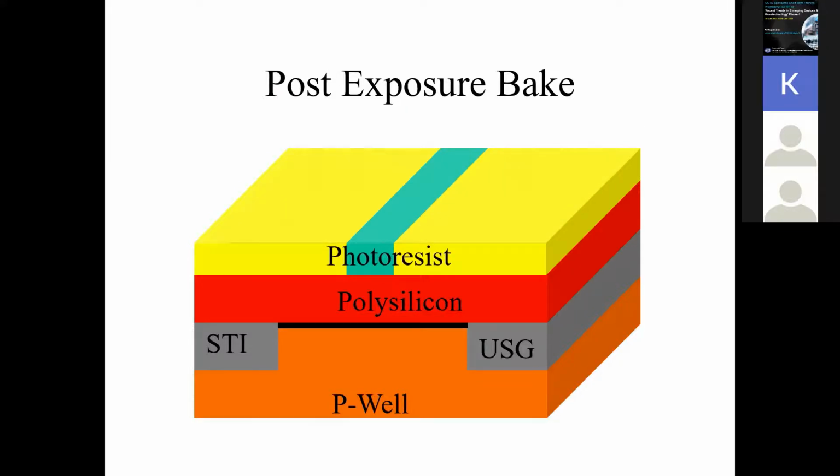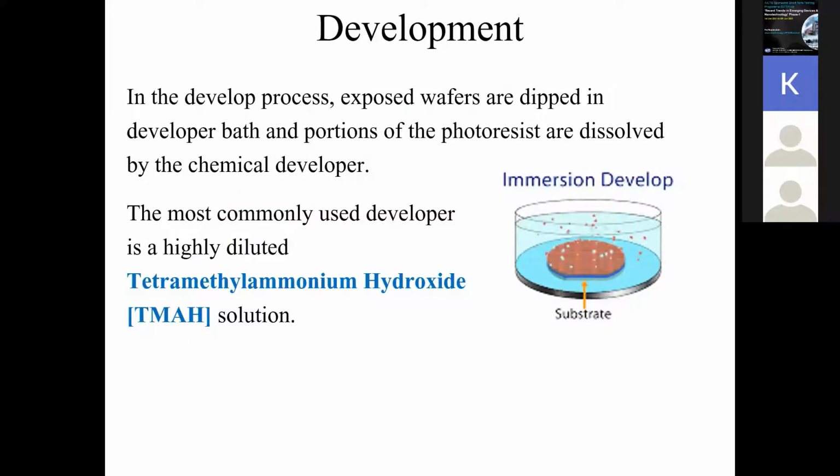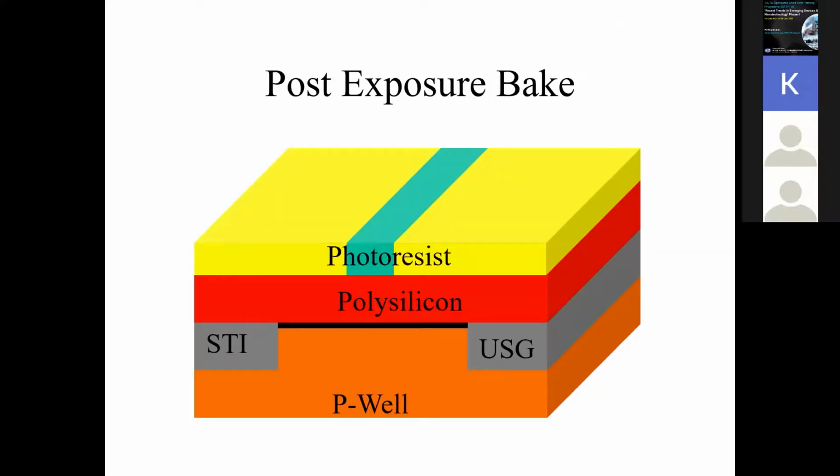Then again you have to bake it. Now this baking is just to evaporate the rest of the liquid solution which still remains. So you make it hard, and that's why it is called hard bake. This hard baking will be at a bit higher temperature. That means if you keep 90 to 100 degrees in soft baking, you can keep 110 or 115 degrees for the hard baking part.